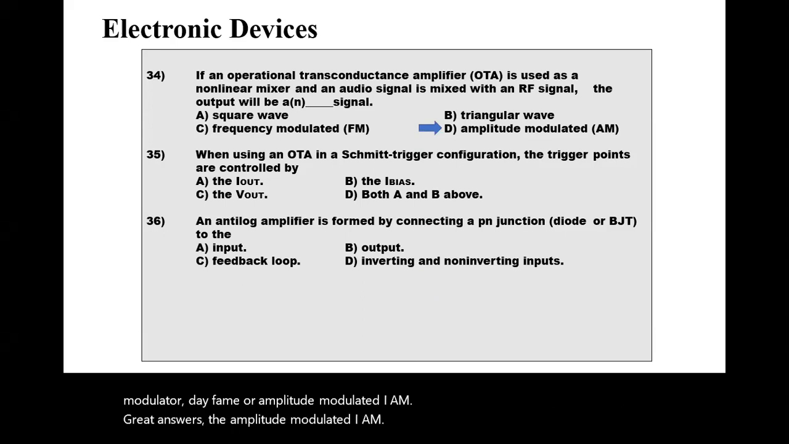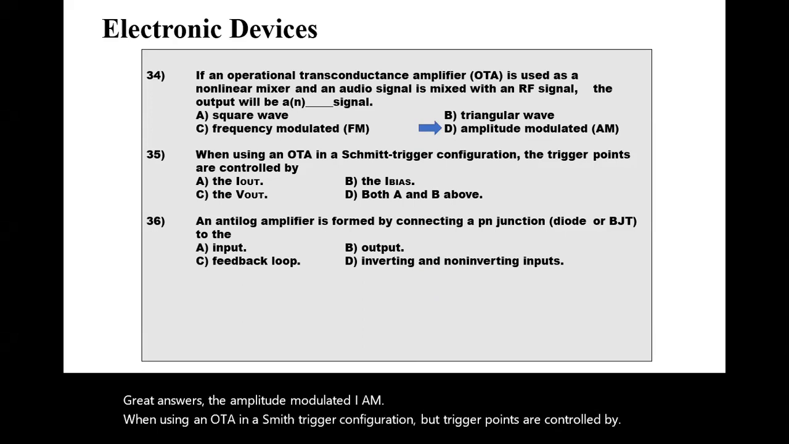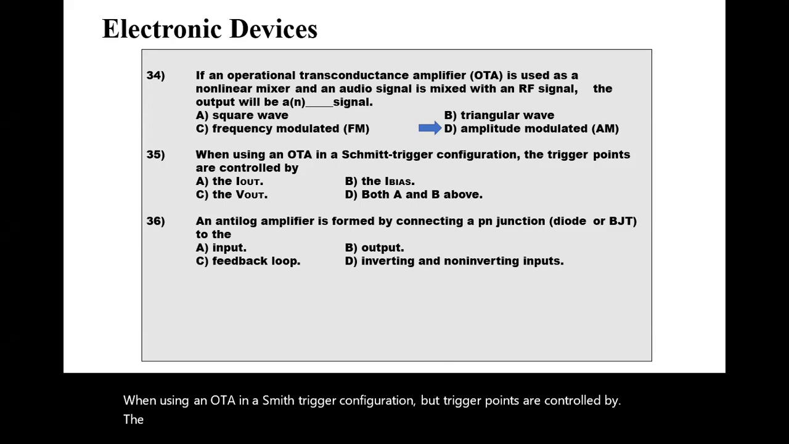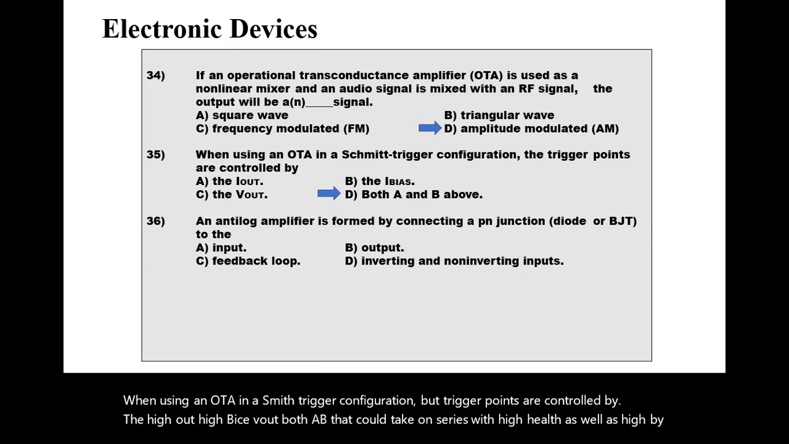When using an OTA in a Schmitt trigger configuration, the trigger points are controlled by the I out, I bias, both A and B. The correct answer is I out as well as I bias. So in other words, it's both A and B.